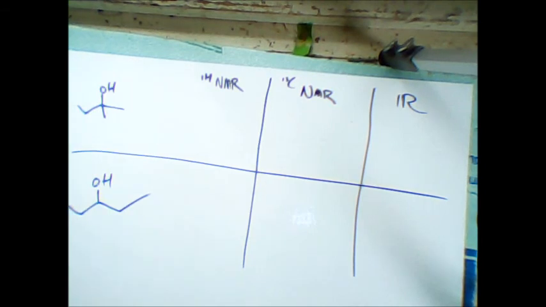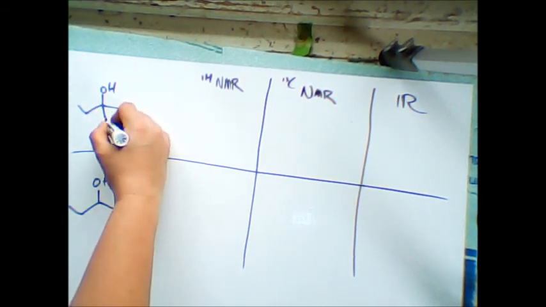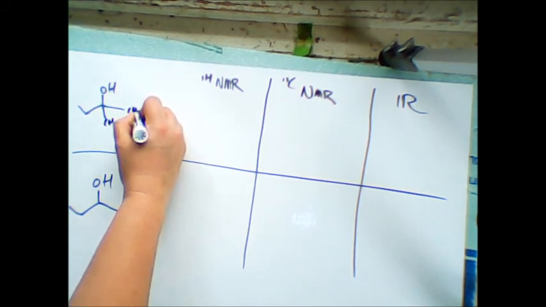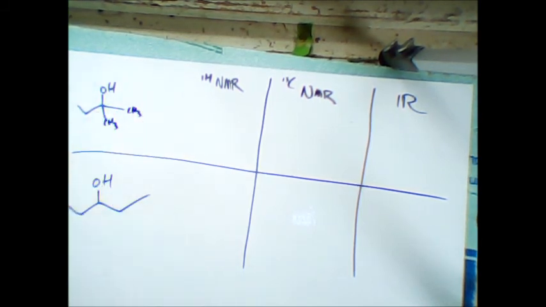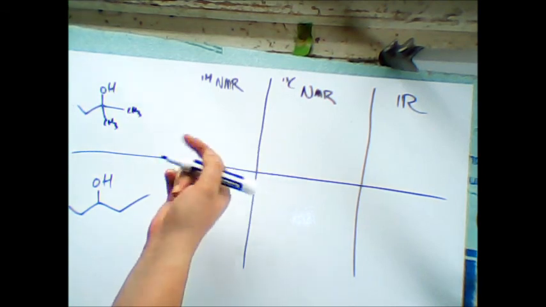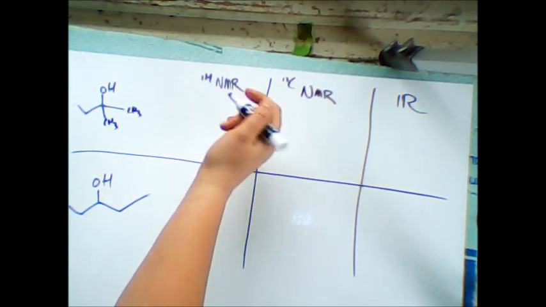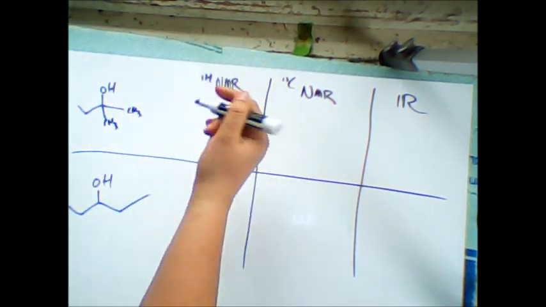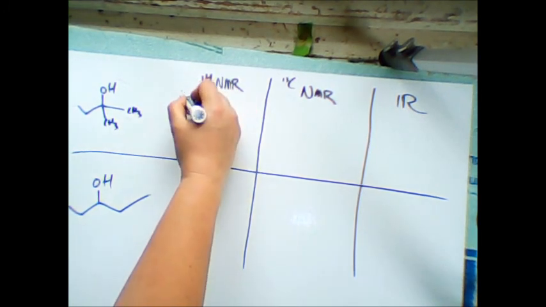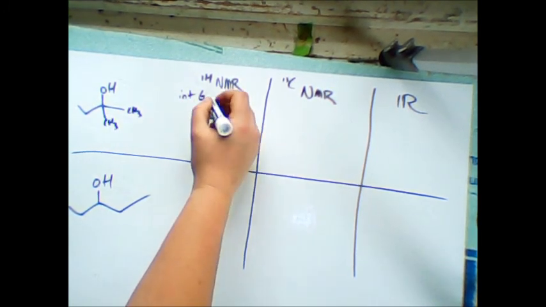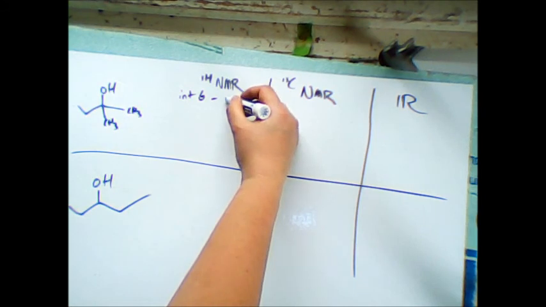So, this guy here, we've got a little bit of symmetry going on, where these two methyl groups are going to be the same thing. So, that's going to give us one signal that integrates to 6, and has a splitting of a singlet.